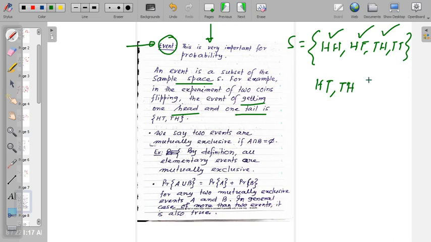Yes. Okay. And then TT. Is it satisfying one head, one tail? No, because both are TT. Okay. So this is the event we are looking for. Say we are naming it as A.